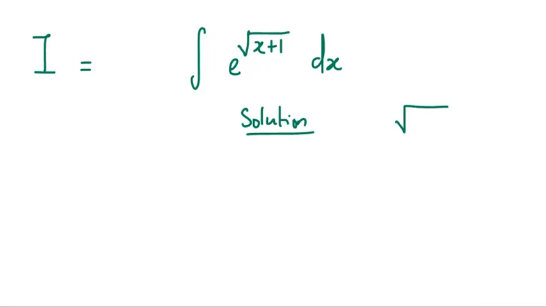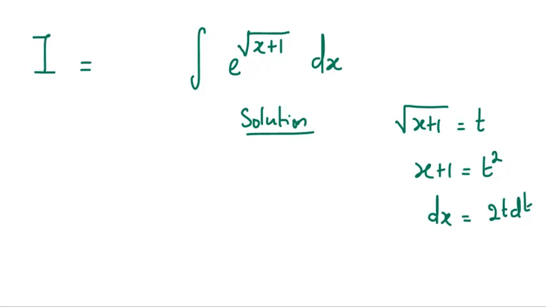So we're going to let the square root of x plus 1 equals t. Now square both sides, we see that x plus 1 is going to be equal to t squared. Differentiate both sides. Here we're going to have dx. This is going to be equal to 2t dt.